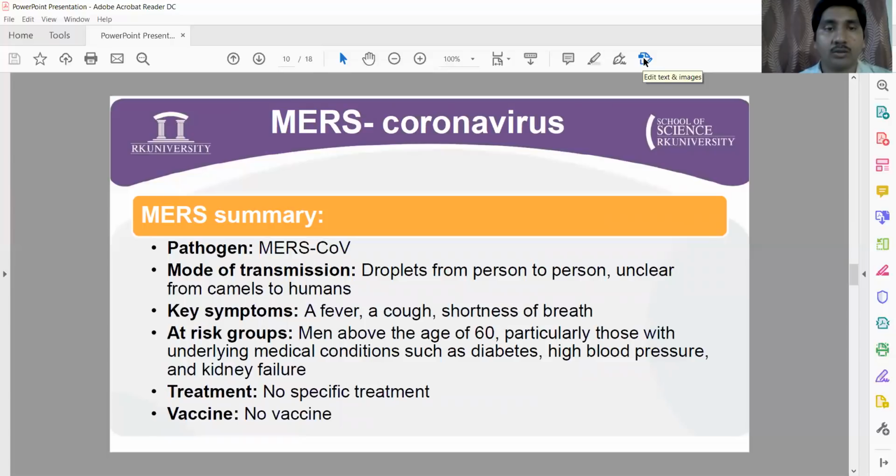In case of MERS also, that is the Middle East Respiratory Syndrome, the pathogen was named MERS-CoV. Mode of transmission was the same, droplet. Key symptoms were fever, cough, shortness of breath. The risk group were people at the age of 60 and particularly those with underlying medical conditions like diabetes, high blood pressure and kidney failure. Again, MERS had no treatment and no vaccine.